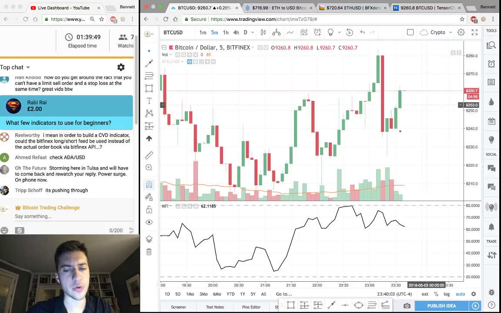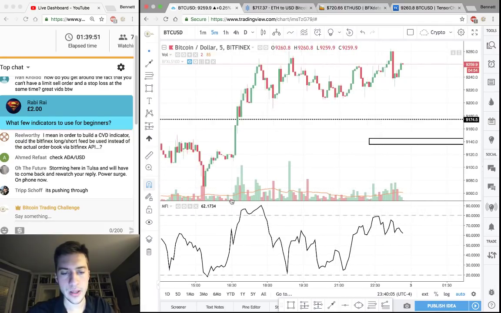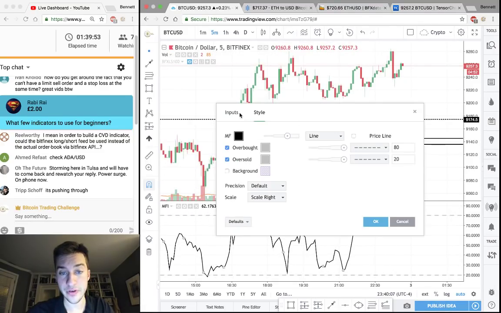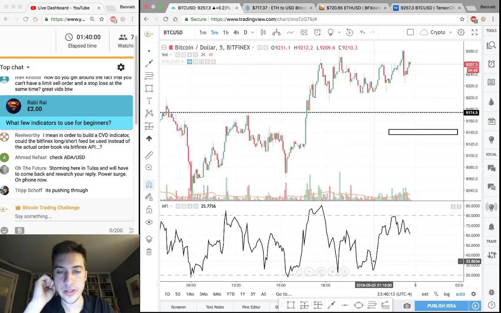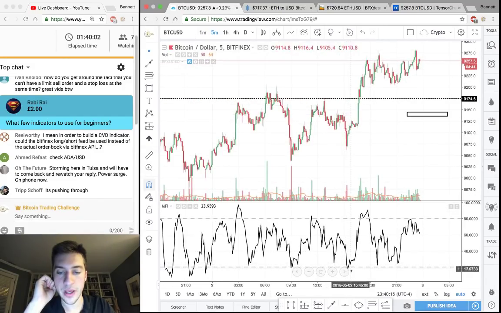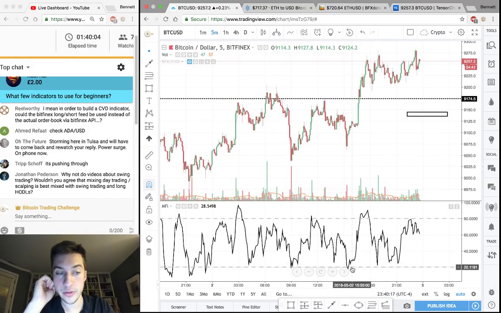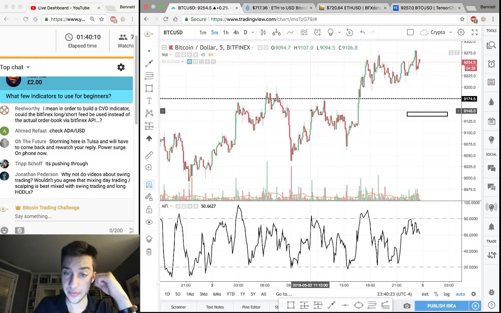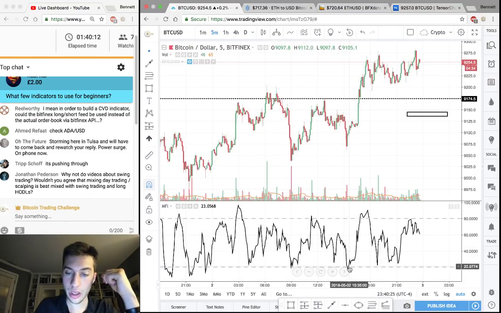So MFI is a great indicator for beginners, as you can see here. And these are my settings for MFI. I just use 14, 80-20, as you can see here. So what this shows us is we typically want to buy when MFI goes below 20. That's oversold. And we want to sell when MFI goes overbought, above 80. You sell here. MFI is above 80. You buy here. MFI is below 20, right here.